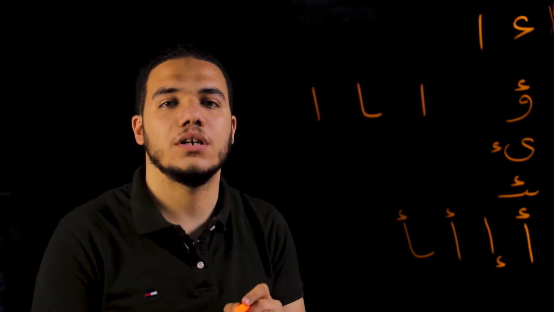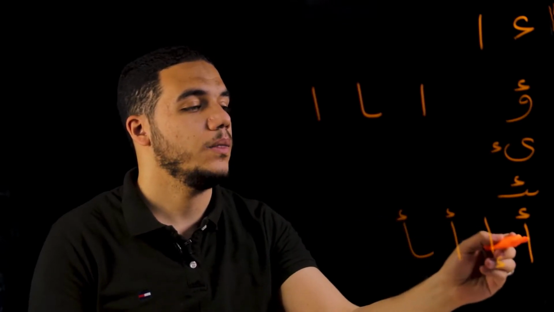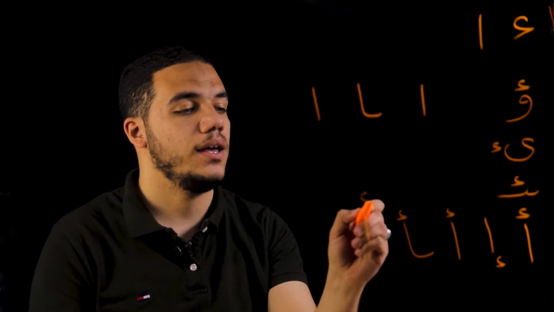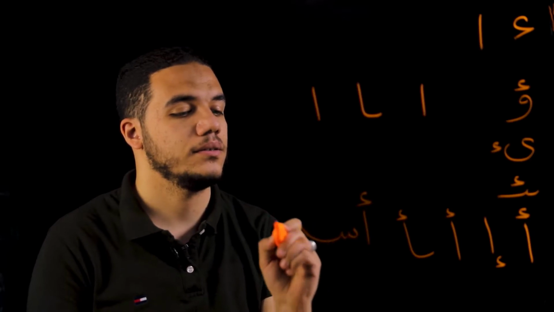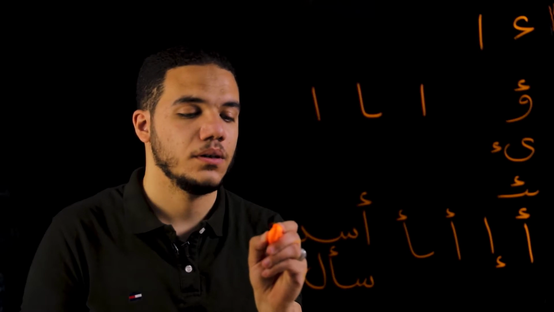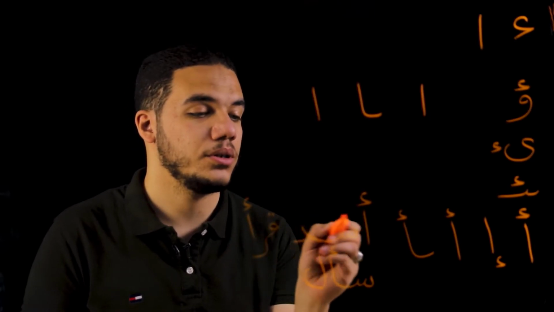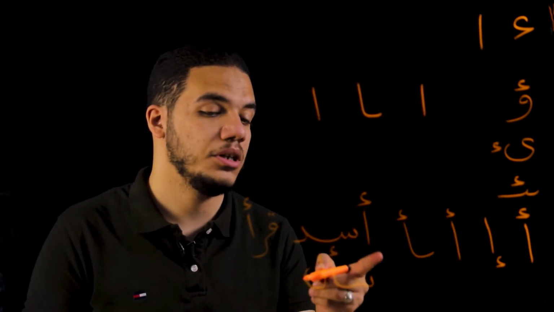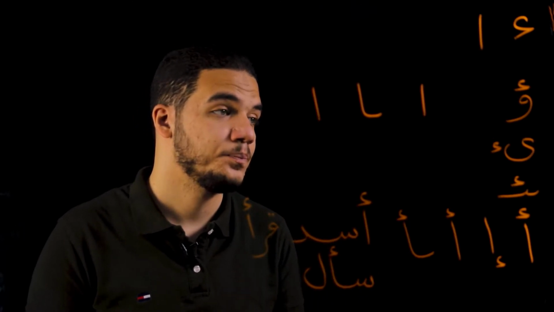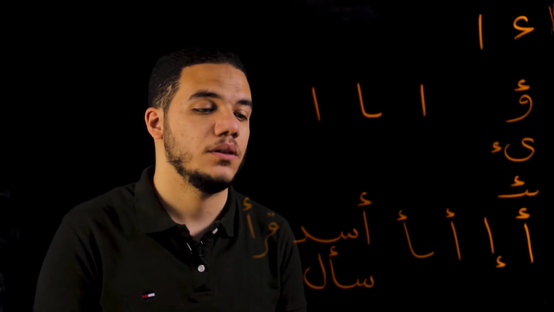How does it look in a word? Let's take an example for each. Let's start with this one. Asad. Sa'ala in the middle. Qara'a at the end, and they are similar, by the way. They are similar in the beginning and at the end. That's how you can see Alif with Hamza.